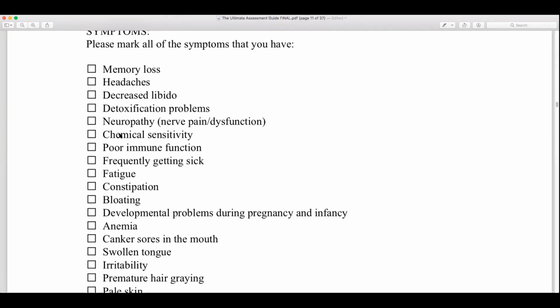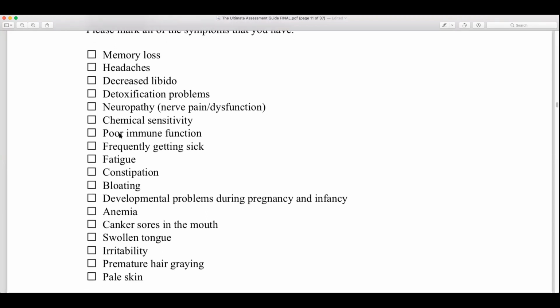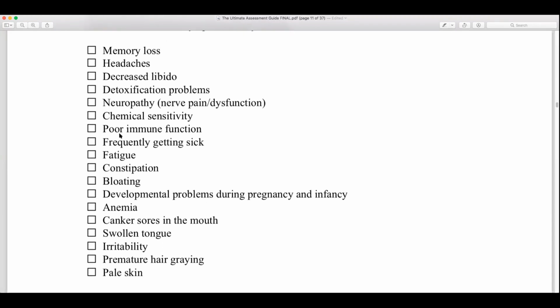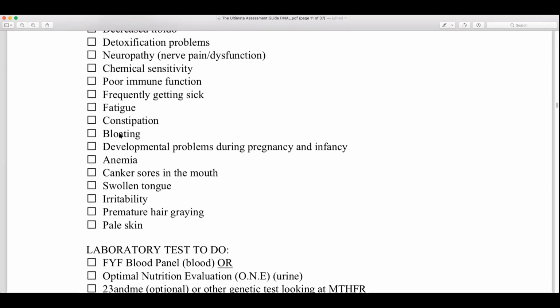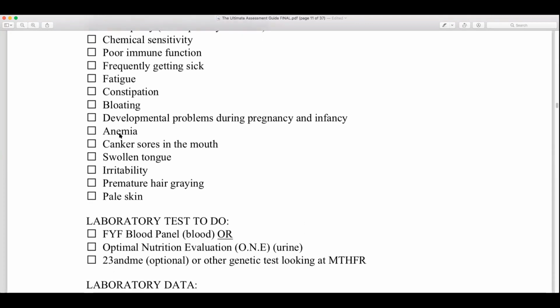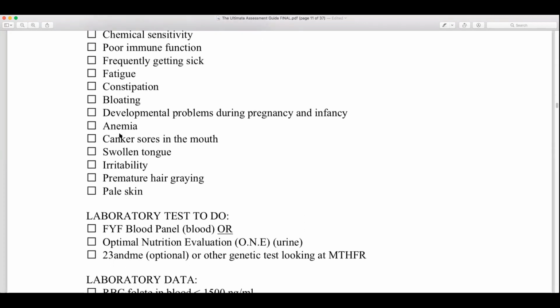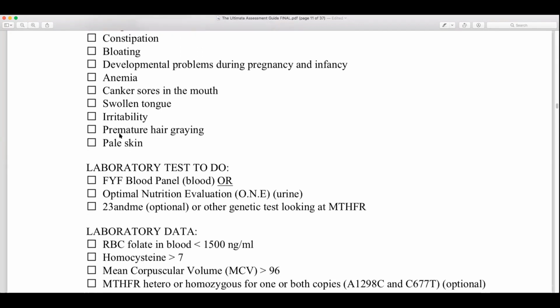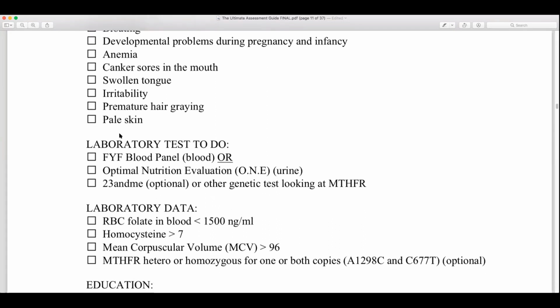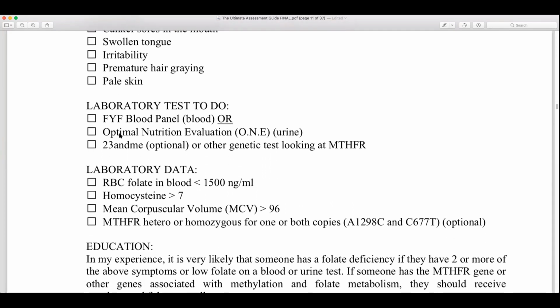So these are all symptoms that you're going to see are pretty general, which is why it's so important to get the lab tests. So memory loss, headaches, decreased libido, detoxification problems, that's the MTHFR, which also relies on folate in addition to B12. Neuropathy, so nerve pain and dysfunction. Chemical sensitivity, poor immune function, frequently getting sick, fatigue, constipation, bloating, developmental problems during pregnancy and infancy, anemia, canker sores in the mouth, swollen tongue, irritability, premature hair graying, and pale skin. So it's quite a list that also has multiple causes.